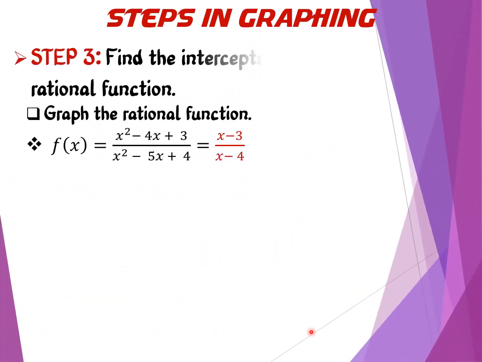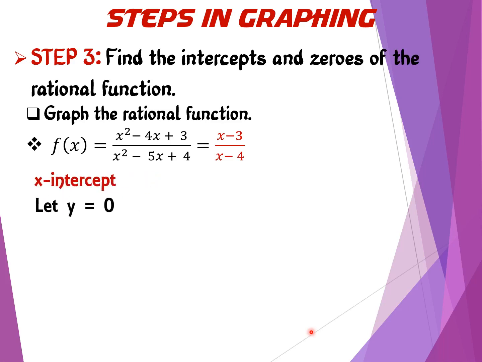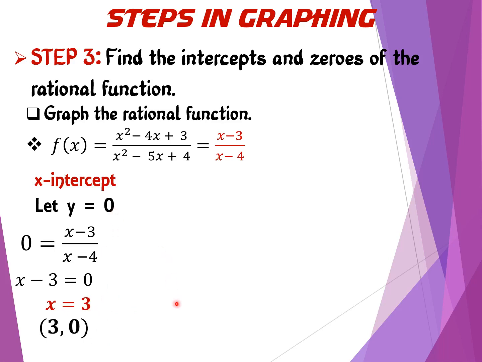For step number 3, we're going to find the intercepts and zeros of the rational function, so the x and the y intercept. To find the x-intercept, we will let the value of y equal to 0. So we will be using the reduced function f of x is equal to x minus 3 over x minus 4. Let y or f of x be 0, and then cross multiply: 0 times x minus 4 will be 0, and x minus 3 times 1 will be x minus 3. Then your x-intercept will be 3. Now, since x is 3 and y is 0, the coordinates will be 3, 0.